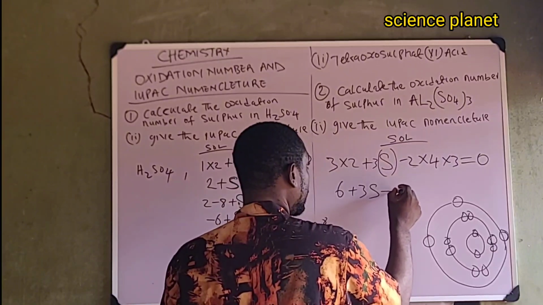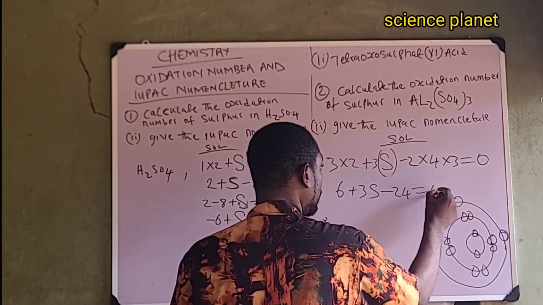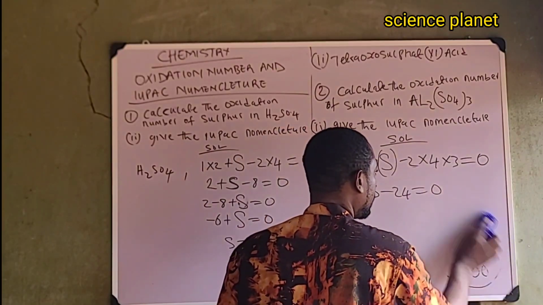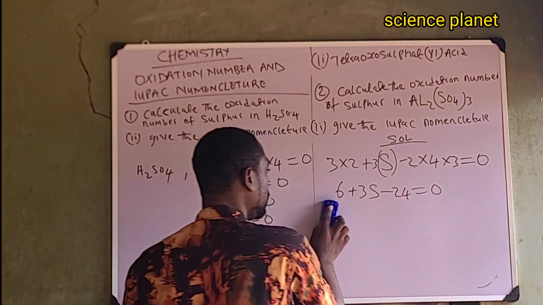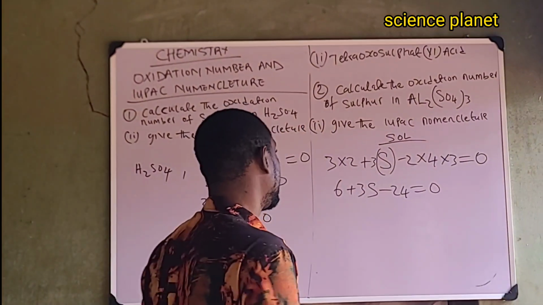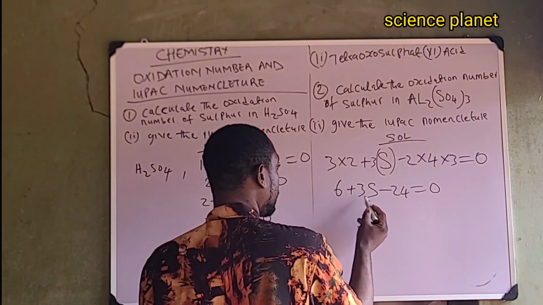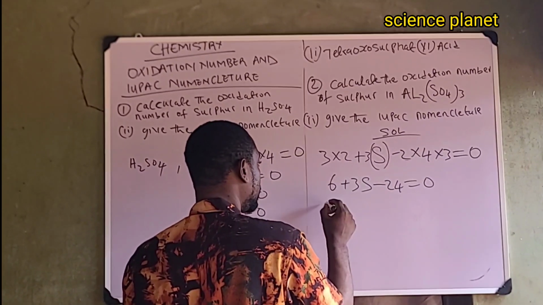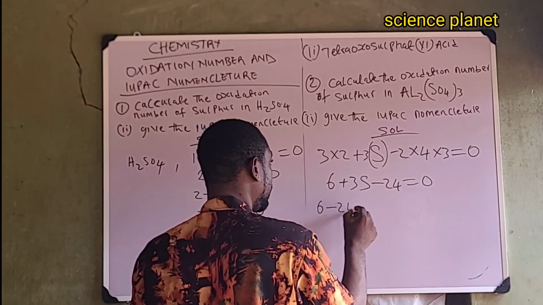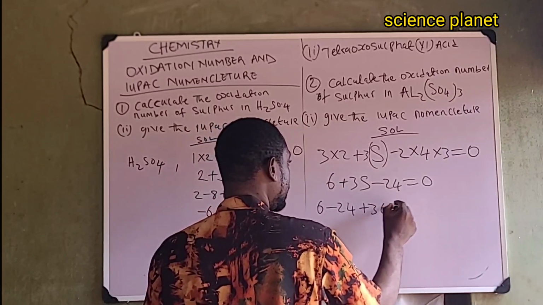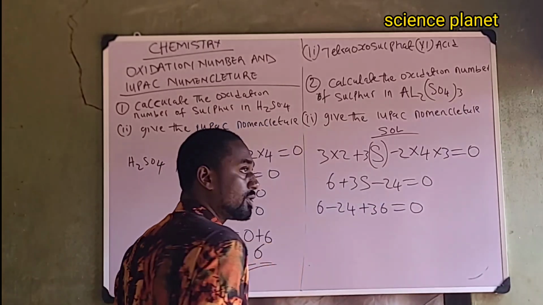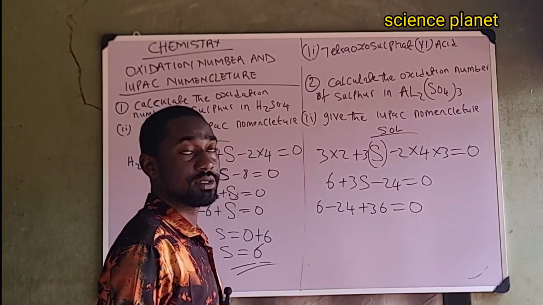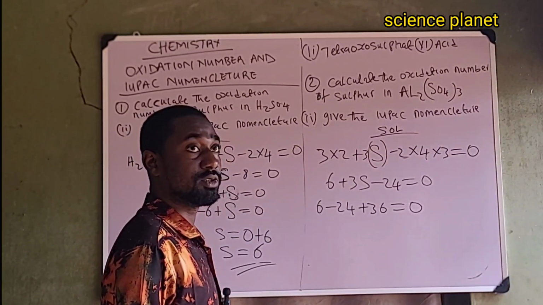So can you guess what the answer will be? Let's calculate. Minus 2 times 4 will give you 8. 8 times 3 will give you minus 24, so equal it to 0. Now we have to collect our like terms. Remember, 6 cannot add to 3s, it's not a like term. So our like terms will be number to number: 6 minus 24 plus 3s equals 0.